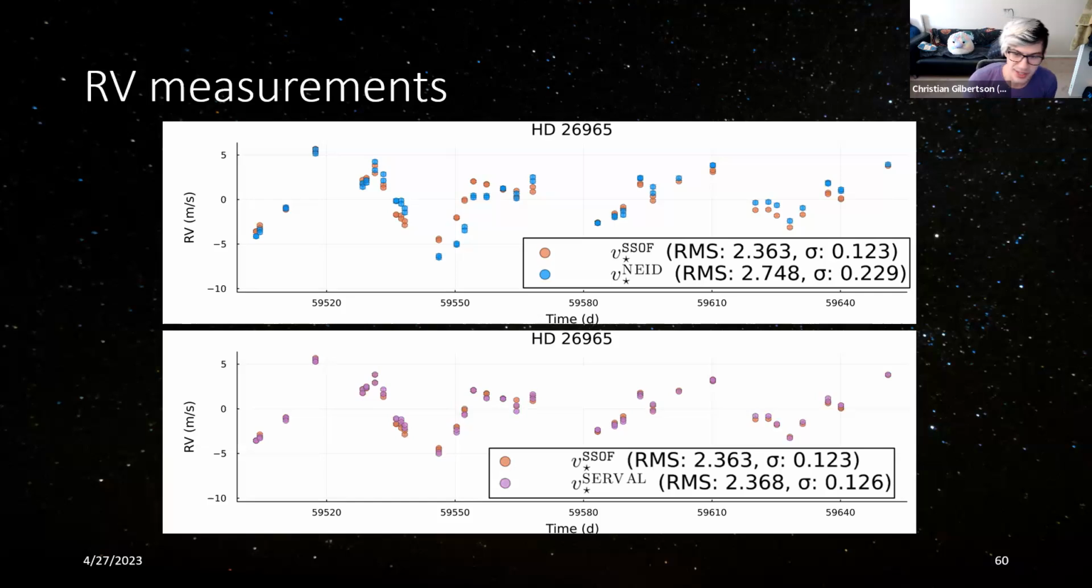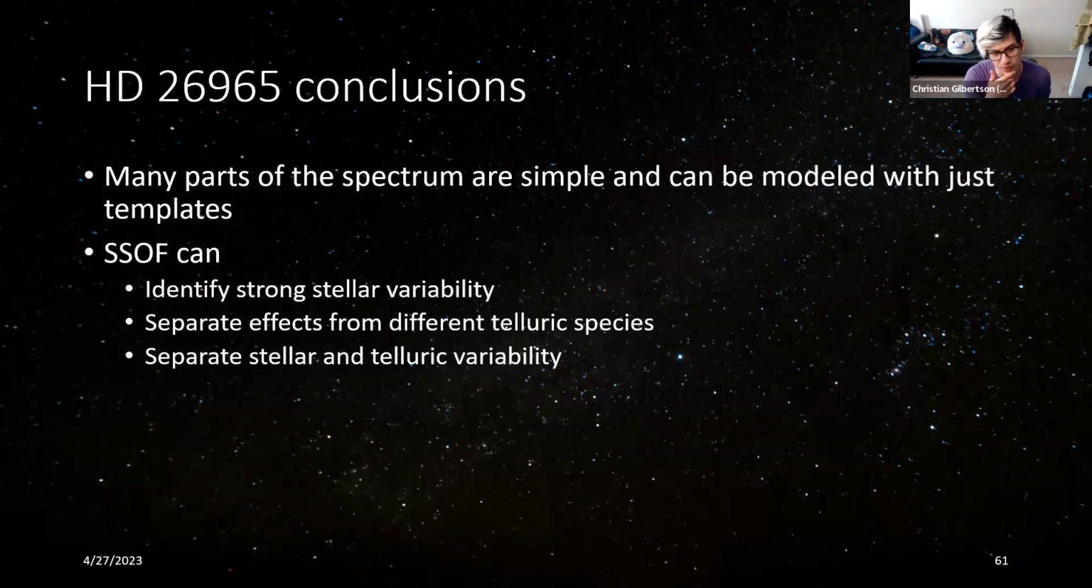If you analyze the same data set with Serval, which is a template-matching pipeline which masks portions of the spectrum with tellurics, our results are right in line with theirs. But we can reach the same performance without any prior knowledge of the locations of telluric lines. So from analyzing 26965, we learned that many parts of the spectrum are simple and can be modeled with just templates, but that SOOF can also identify strong stellar variability, separate the effects of different telluric species, and separate telluric and stellar variability that exist at the same time in the spectrum.